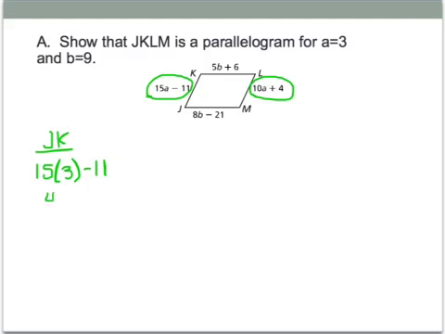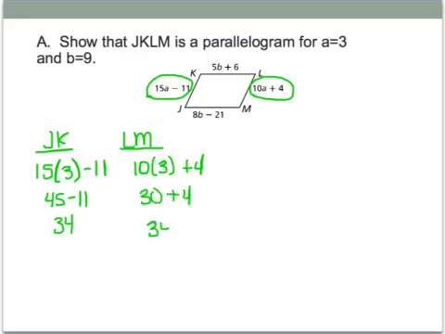Well, 15 times 3 is 45. And then I have minus 11, and I get 34. Now let's find the length from LM. I'm going to plug 3 in for A. 10 times 3 plus 4. That's 30 plus 4, which is 34. So at least we found that one pair of opposite sides are congruent. So I go ahead and I mark them congruent in my diagram. Now we need to check that the other sides are also the same length.